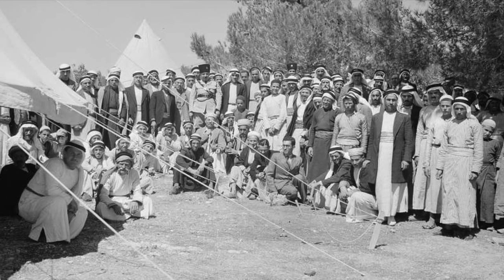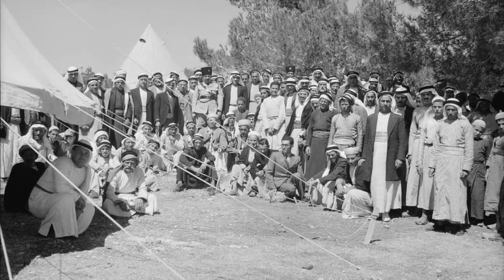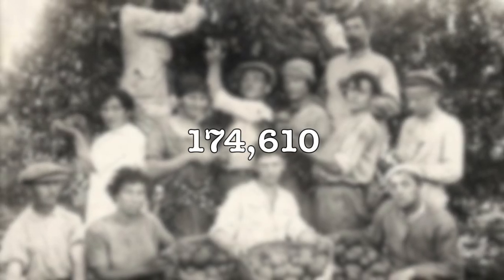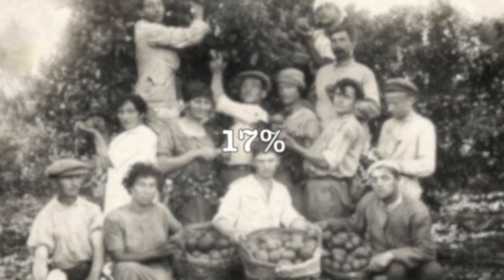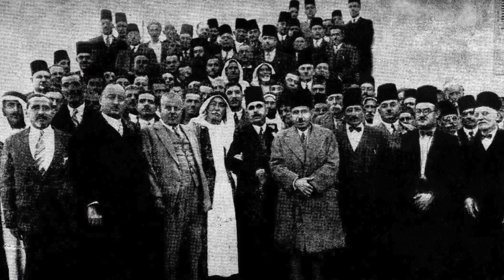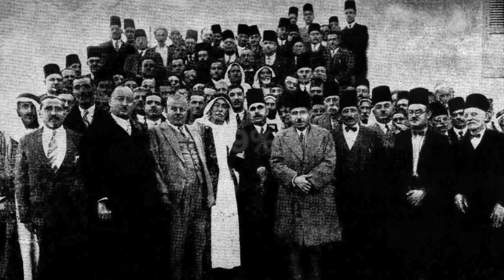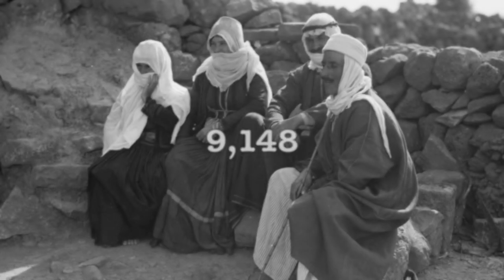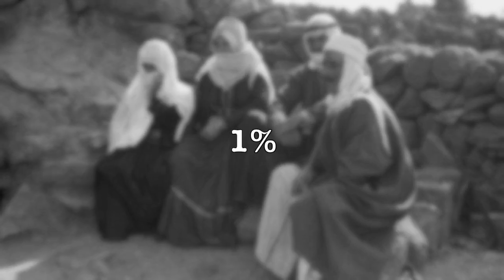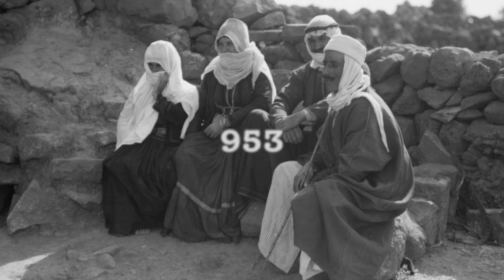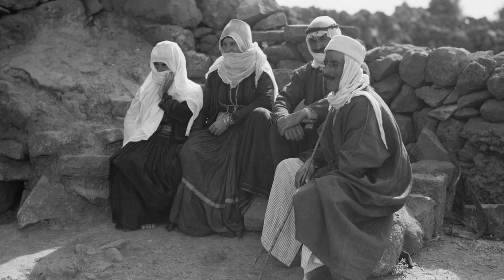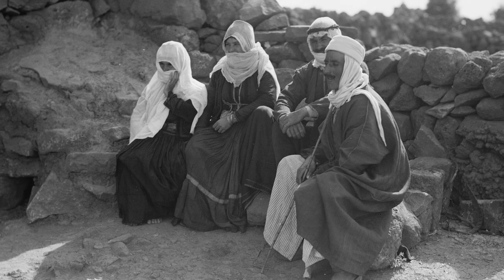759,717 Muslims, or 73% of the population, 174,610 Jews, or 17% of the population, 91,398 Christians, or 9% of the population, 9,148 Druze, or just under 1% of the population, as well as a population of 953 consisting of various miscellaneous groups in smaller numbers.